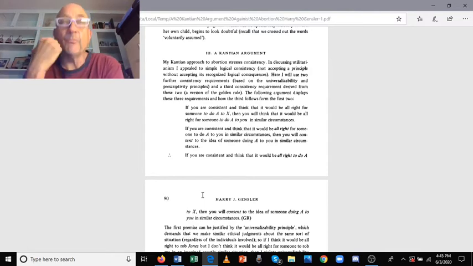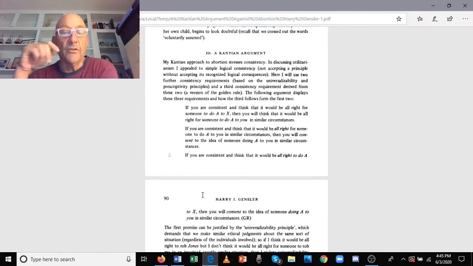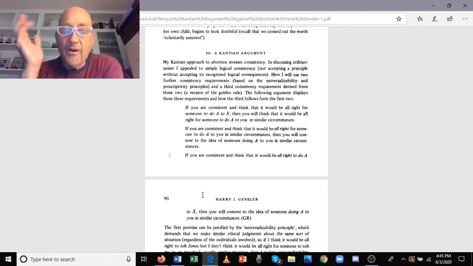He says, and we saw with Kant, consistency is important. If I can do something in a similar situation, you should be able to do it. And if in a similar situation you and everyone else can't do it, there's got to be something wrong with that potential act, right? So it's not moral. Reading right from 89, this is Gensler: if you're consistent, and think it's all right, he means morally, for someone to do A to X, where A is an action and X is a person, then you think it's all right for someone to do A to you.